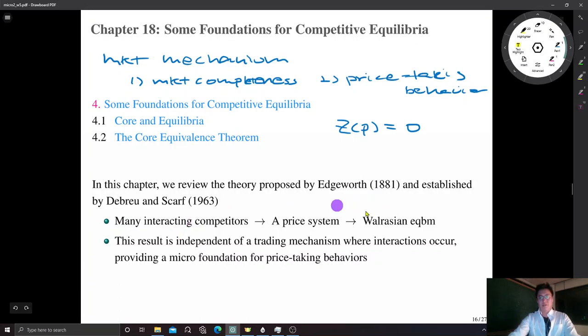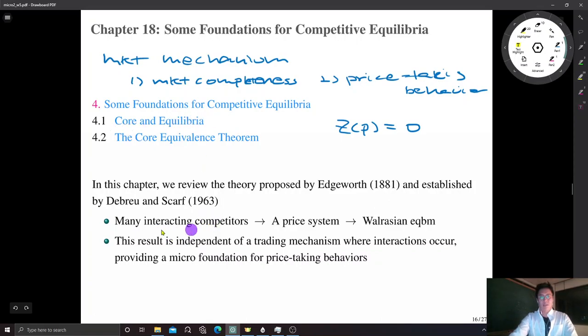Interaction brings us socially desirable outcome. Okay. Then the question is how to describe interaction between economic agents, right? So now we are going to borrow some tool from cooperative game theory in order to describe this interaction. That is the core. So we are going to study the relationship between core and equilibrium.